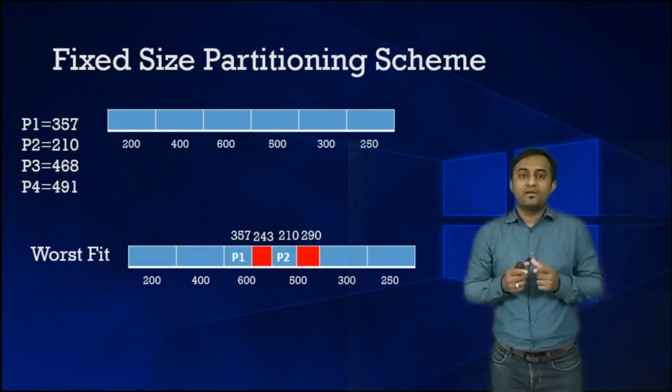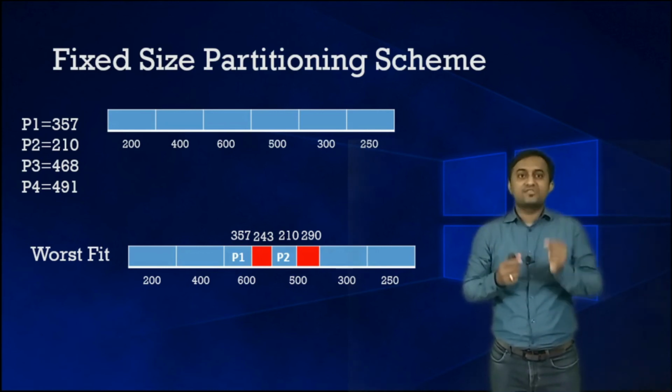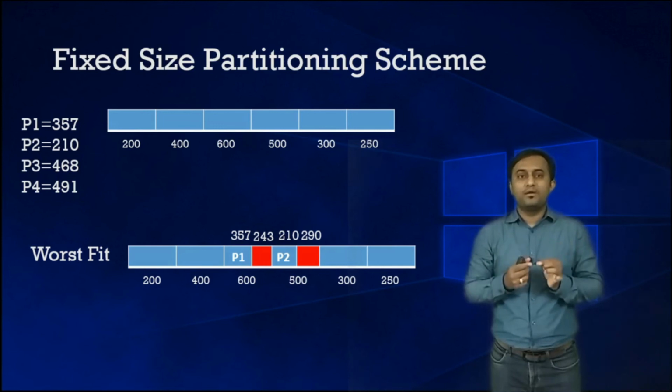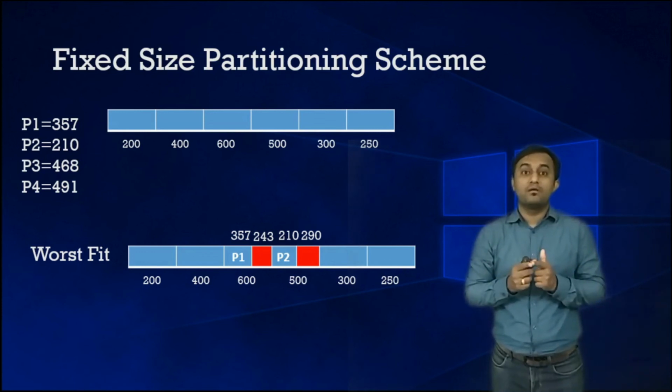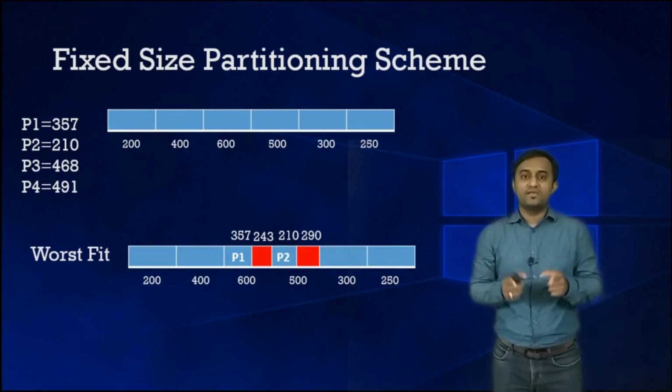So let us discuss this one. In the case of P1, P1 requires 357 KB. So out of your available blocks, the 600 block is the largest enough block to accommodate this particular process. So this process P1 is given to the third block in the memory, and the remaining size would be wasted. Means there is a large size of waste in the case of this worst fit algorithm. So 243 is wasted in this case.